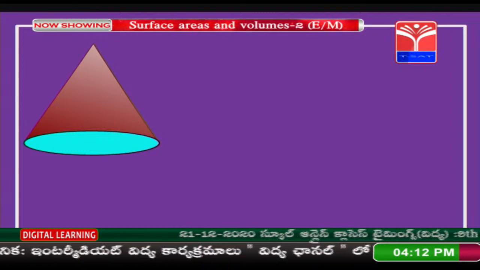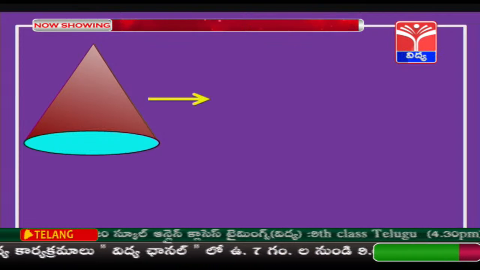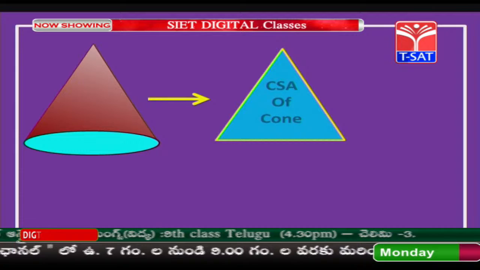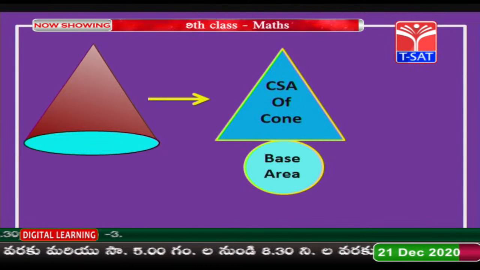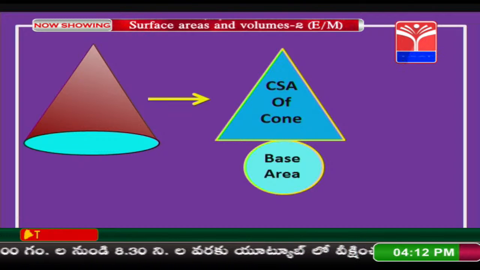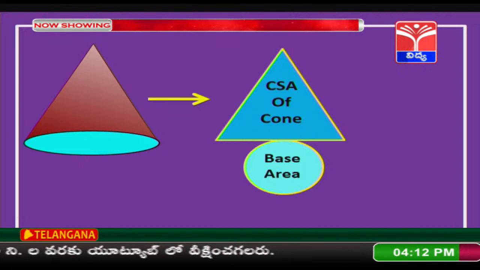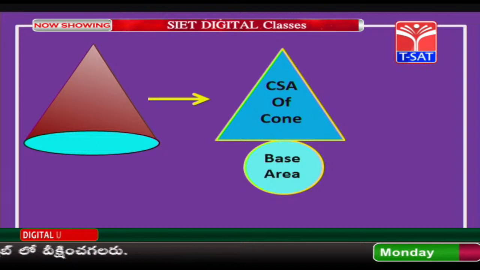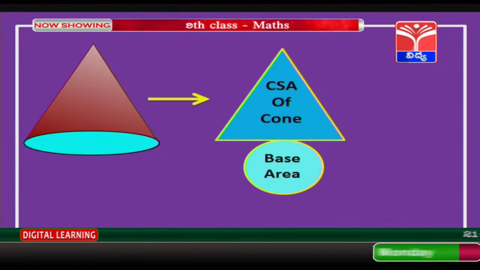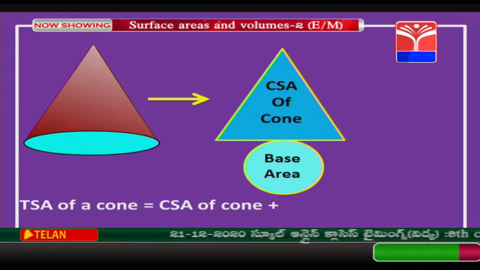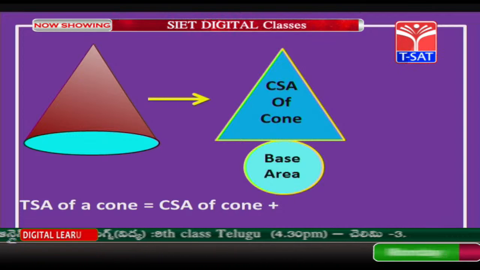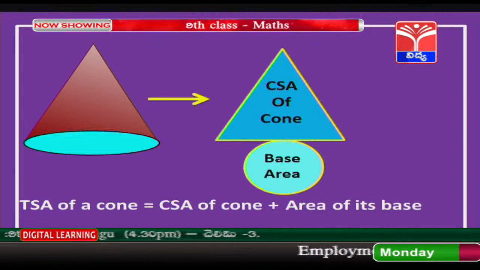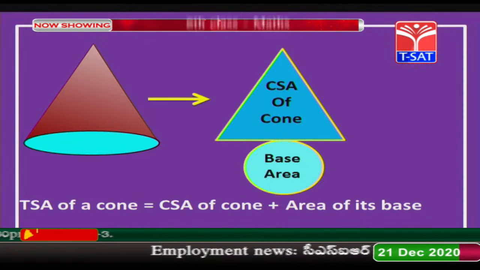Let us find out the total surface area of a cone. If you cut open this cone, we have seen we are going to get a sector and a circle also, if it is not a hollow cone. Now, the base is obviously in the form of a circle. What is the total surface area of the cone, children? Yes, it is the curved surface area of the cone plus the area of its base. Here the base is nothing but a circle.